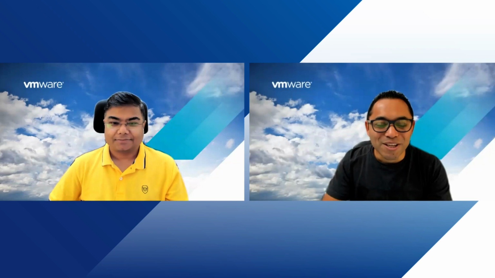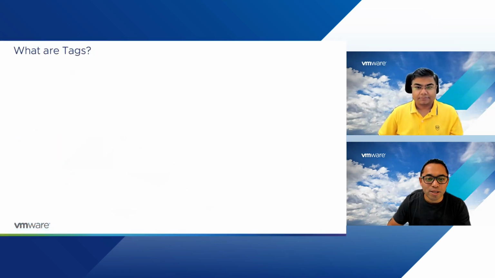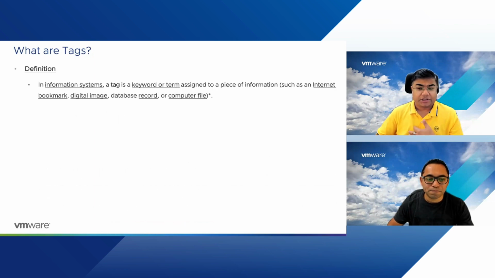So in today's video, we will cover the what and why of tagging and its importance in multi-cloud automation. So Sajal, let's start with the what of tagging and what actually tags are. Let's first start with the definition. Formally, as per Wikipedia, in information systems, when you tag something, you assign a keyword or term to a piece of information. So you just assign a term or keyword to it.